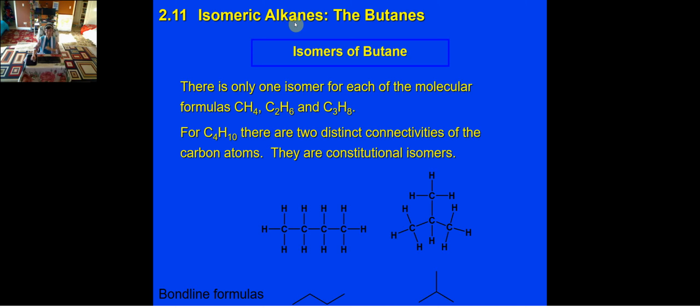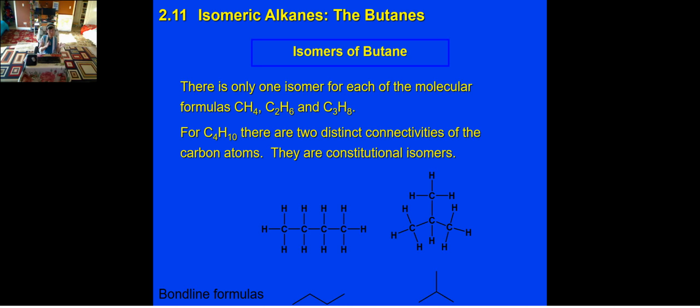The first example is butane. For this butane, in total you have 4 carbons. These 4 different carbons can have different connectivities of the carbon atoms. Therefore, you are going to form isomers.